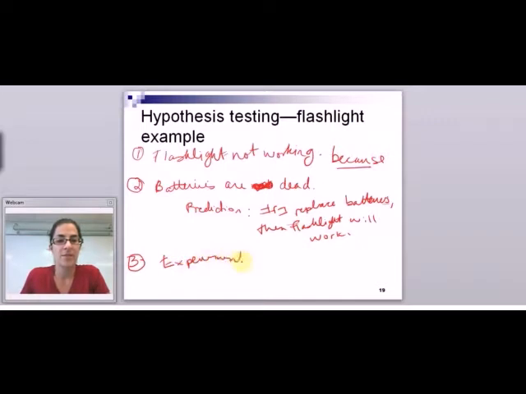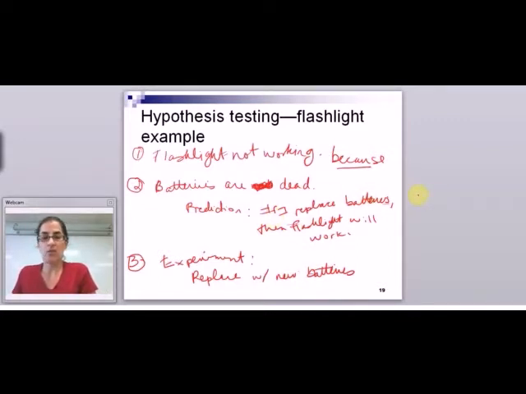So this is a pretty simple experiment. If only it were that easy to do research. You're going to replace the old batteries with new batteries. Okay. So in this experiment, the batteries become the independent variable. You have your old batteries, you have your new batteries, right? That's what you're changing between your control sample and your new sample.